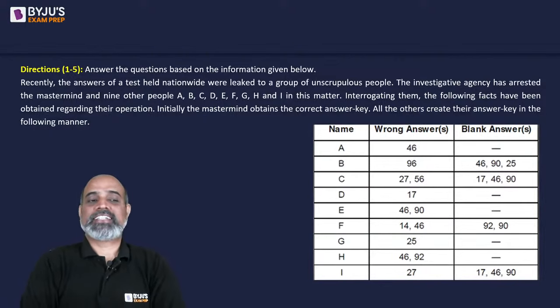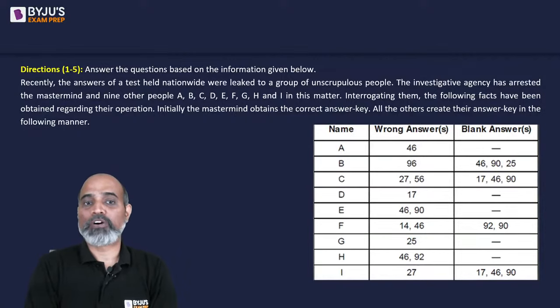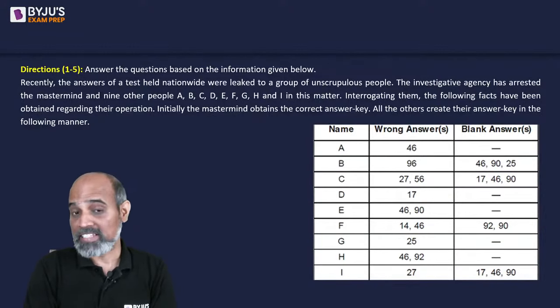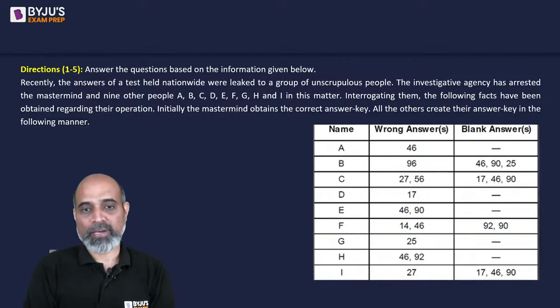So the first set. Recently, the answers of a test held nationwide were leaked to a group of unscrupulous people. The investigative agency has arrested the mastermind and 9 other people, A, B, C, D, E, F, G, H, and I in this matter. Interrogating them, the following facts have been obtained regarding their operation. Initially, the mastermind obtains the correct answer key. All the others create their answer key in the following manner.